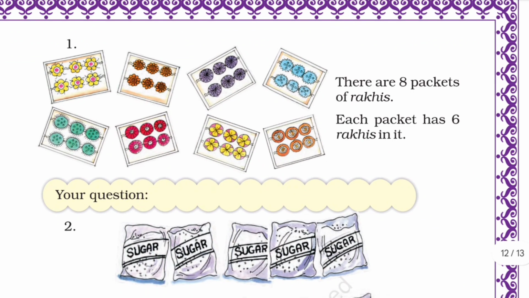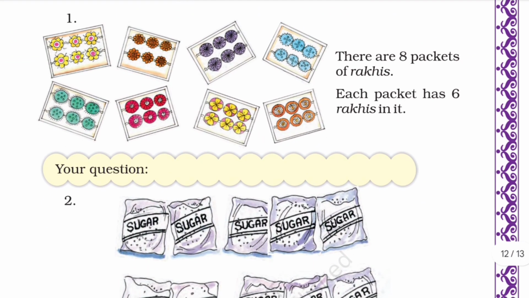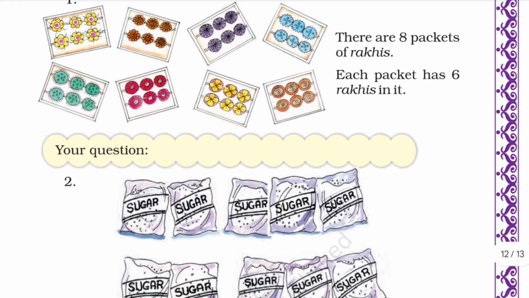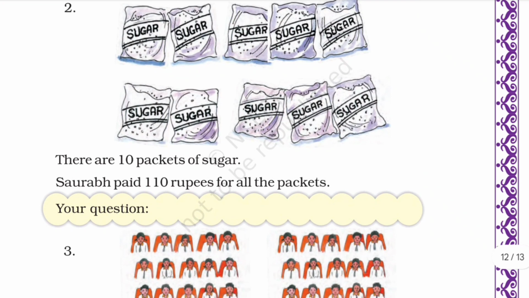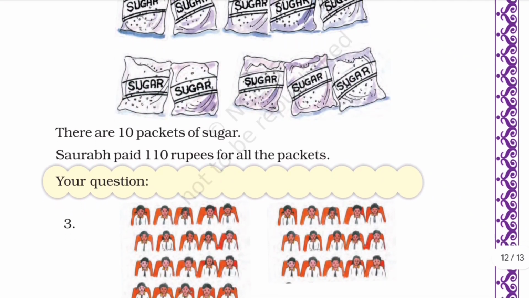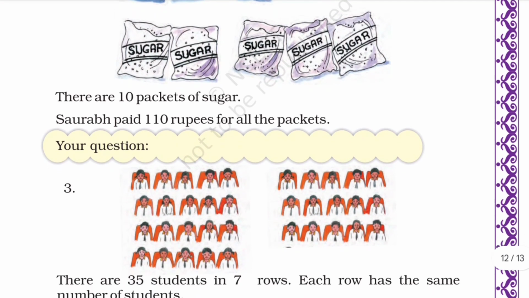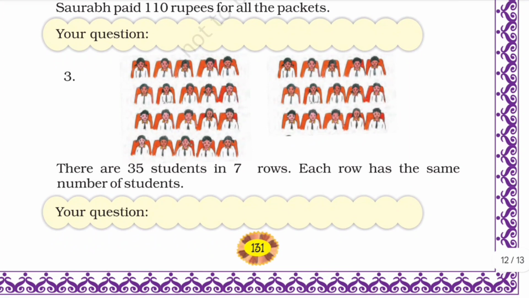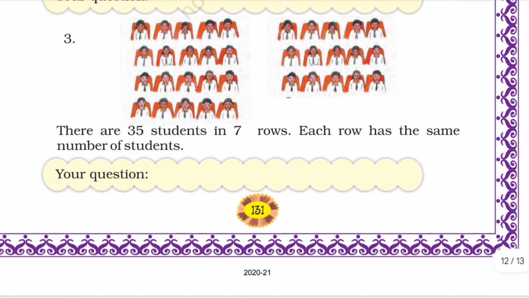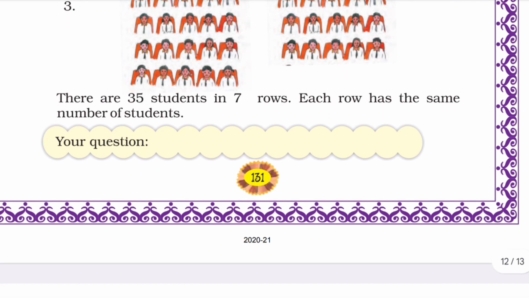There are 8 packets of Rakis. Each packet has 6 Rakis in it. There are 10 packets of sugar. Saurabh paid 110 rupees for all the packets. Your question. There are 35 students in 7 rows. Each row has the same number of students.